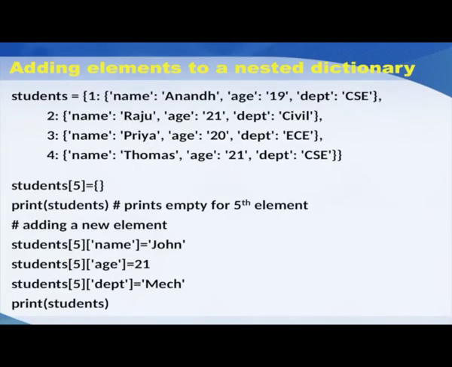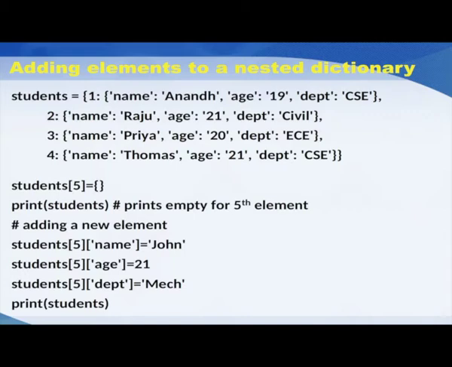Now, let us try to add a new element to the dictionary. Here is an example for the same. So, how do we add an element to the dictionary? Here, the dictionary already contains 4 elements, that is 4 items. Now, we are trying to add the 5th item. Initially, we make an empty item. When you print, it prints empty for the 5th element.